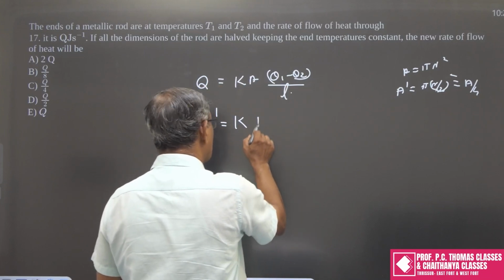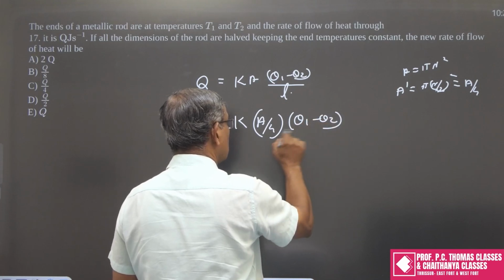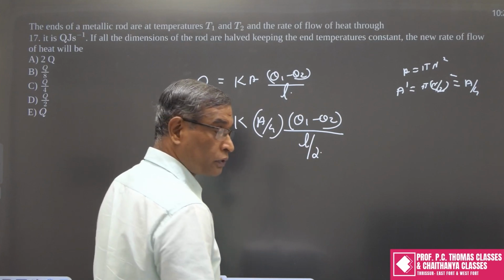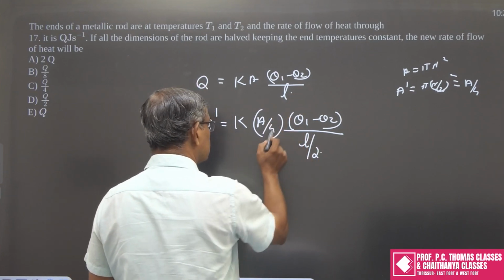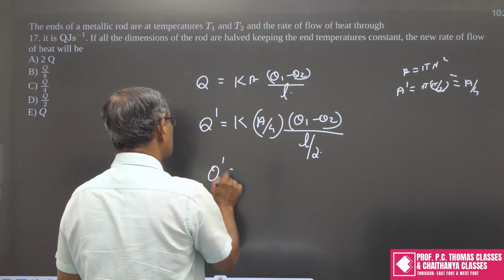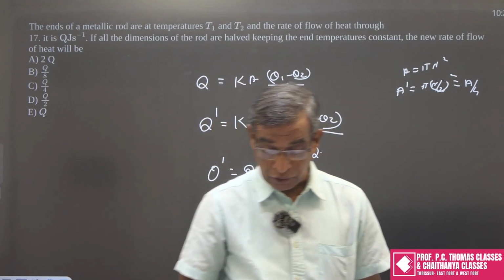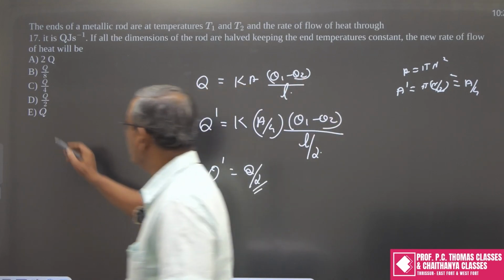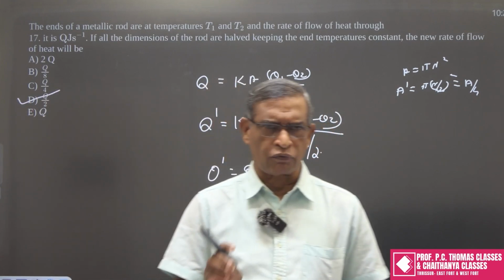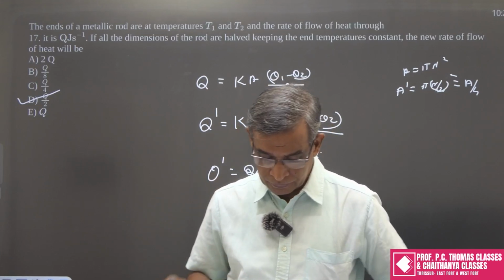So K A by 4. The temperature difference remains the same. Length is halved, L by 2. Now you can say that the 2 goes up, cancels out, and that becomes Q by 2. So Q dash is equal to Q by 2. So that is the answer. What we require there is to remember the relevant formula. Enough. Next question.